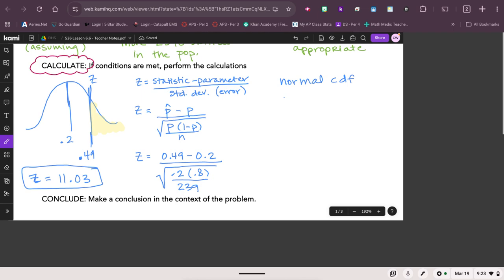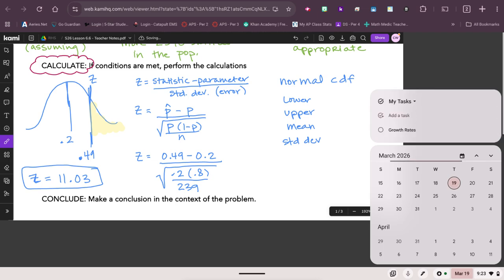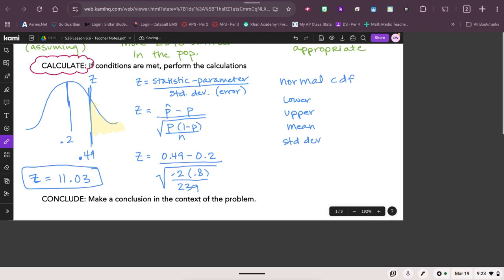So in this, we would do our lower value, our upper value, our mean, and our standard deviation. And I'm going to do it in terms of Z-scores, so I don't have to go figure out what my standard deviation is or anything like that. So my lower value is going to be the 11.03. That's Z. My upper value is going to be to infinity, so you're going to have to use a bunch of 9s there. The mean is 0, standard deviation is 1, and we are looking at a p-value.